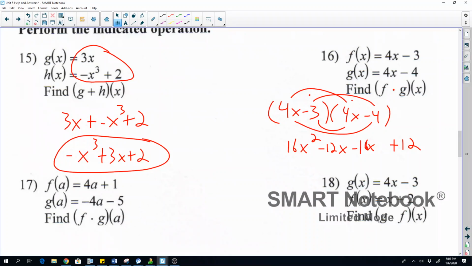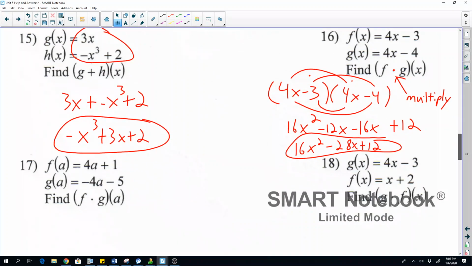So there we go. Then we have 16x squared. Negative 12 and negative 16 is what? Negative 28. So negative 28x plus 12. Nice. And so we just multiplied those all out. So that's what that dot there means. It just means to multiply the two functions together, right? Yeah, multiply those two functions together.